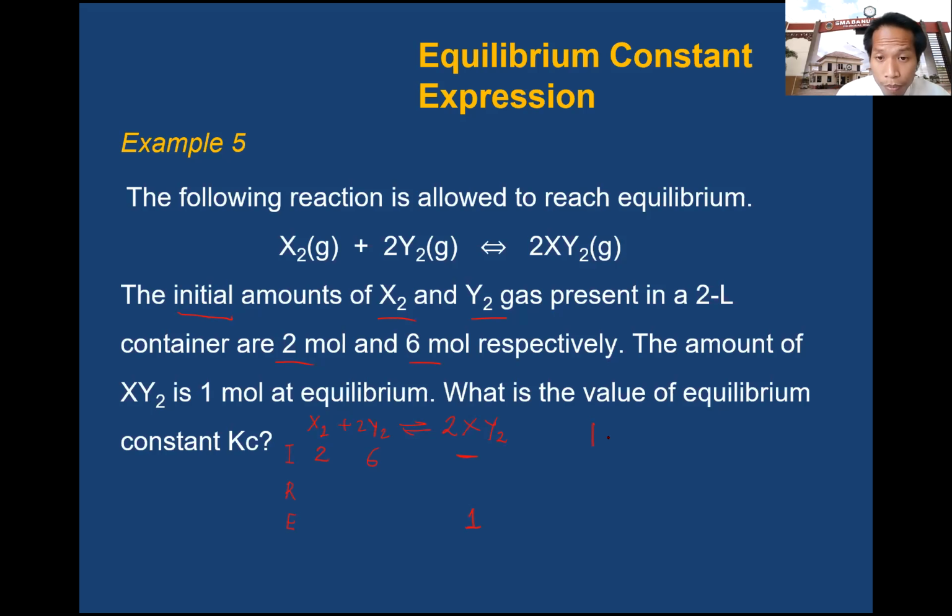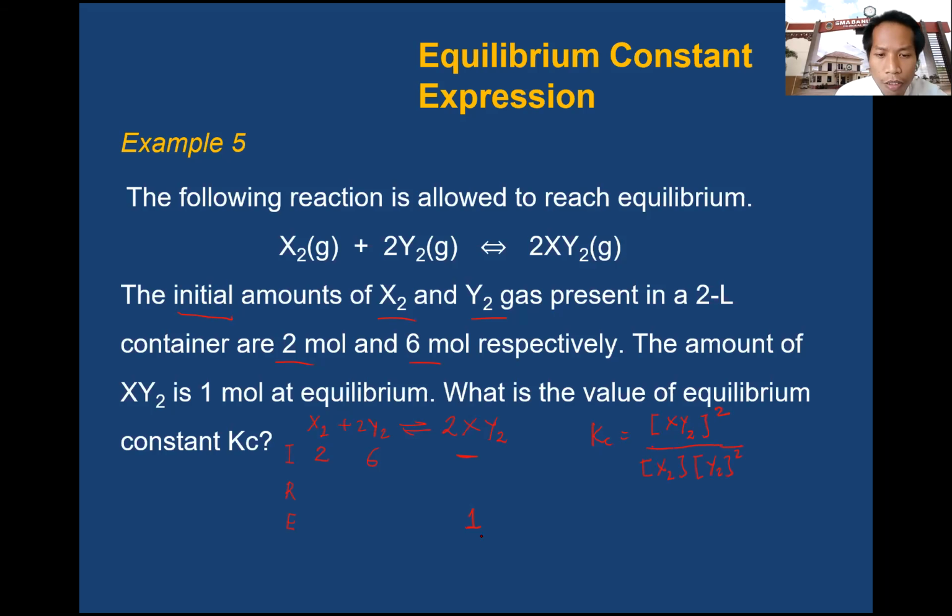Constant Kc can be found by the concentration of XY2. I'm writing the Kc expression: concentration of XY2 squared, because its coefficient is 2, over concentration of X2 to the power of 1 times concentration of Y2 squared also. Now, Kc is the equilibrium constant, so the values we take in Kc are the ones at equilibrium.